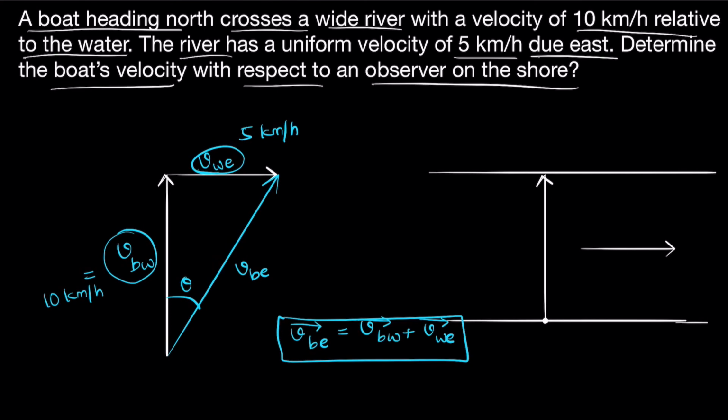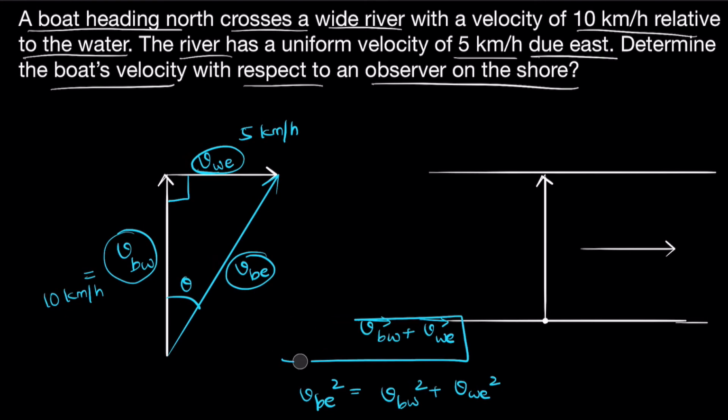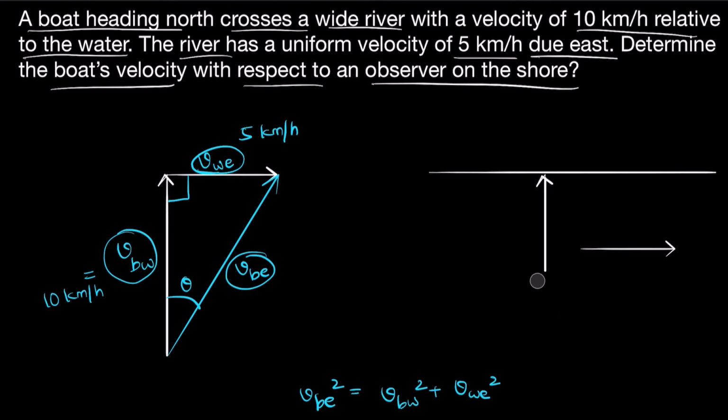From the Pythagorean theorem, we know that this is 90 degrees. So we can write that VBE square equals VBW square plus VWE square. Notice that this is vector addition, so I'm not going to write this in a way that might confuse you. Now let's try and solve this problem right here.